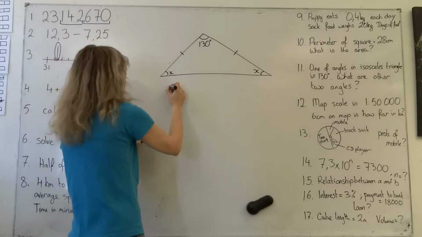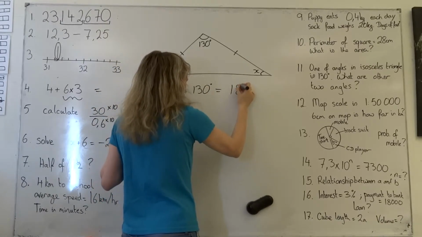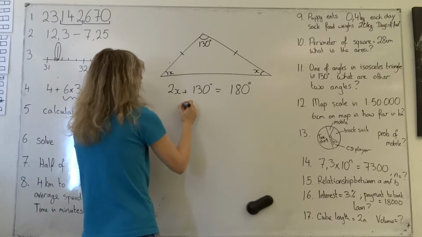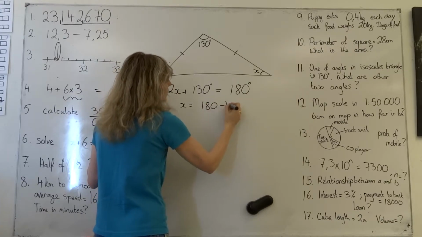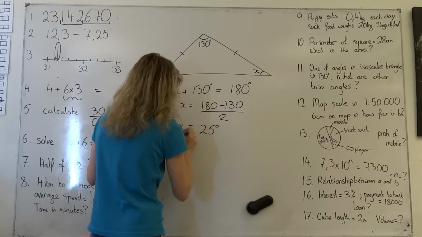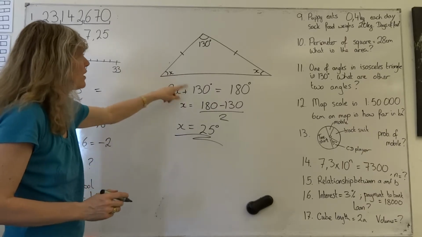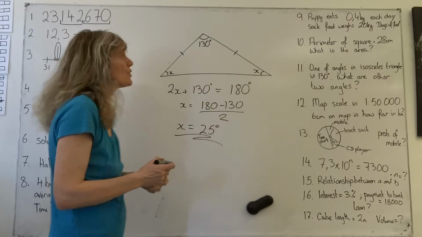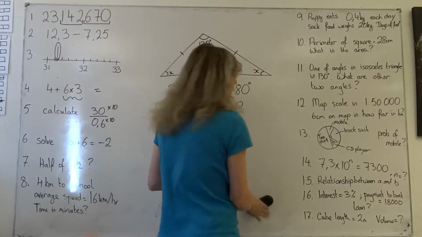So what do we know then? We know that 2 lots of x plus 130 degrees equals the sum of angles in a triangle, which is 180. So we know then that x is 180 minus 130, all divided by 2. So x ends up being 25 degrees. Am I ready? No, I'll probably do a quick check. Does 25 plus 25, that's 50, add that to 130, do I get 180? Yes, I do. So it's always good to do the quick check there. So you should have angle 1 is 25 degrees, angle 2 is 25 degrees as well.